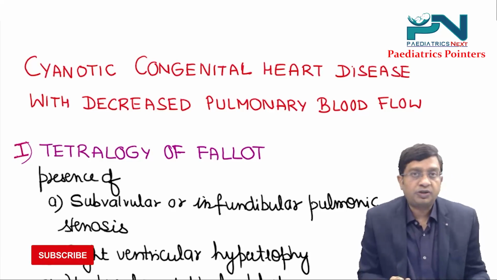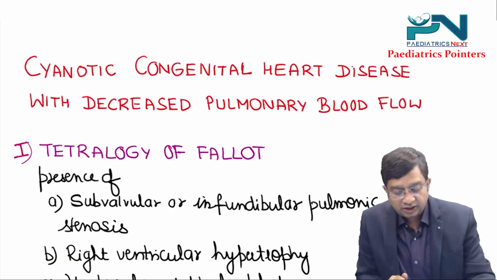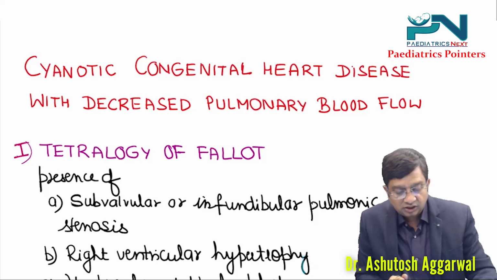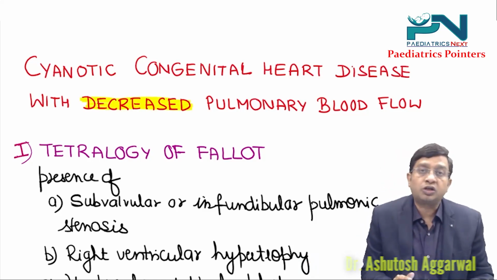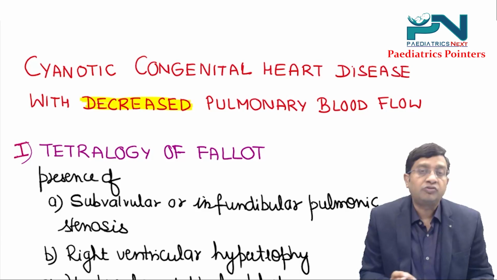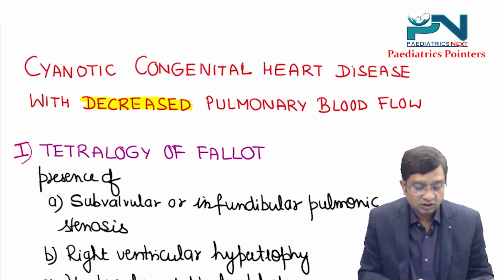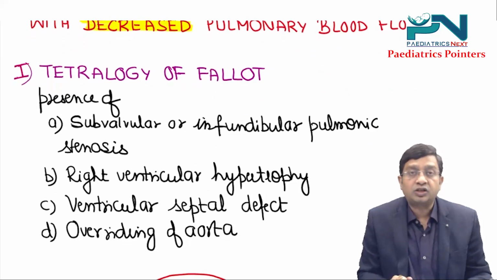The first topic which I have taken today is the cyanotic congenital heart disease with decreased pulmonary blood flow. And in this we'll be talking of the Tetralogy of Fallot, the tricuspid atresia and Ebstein's anomaly. First we consider the Tetralogy of Fallot.